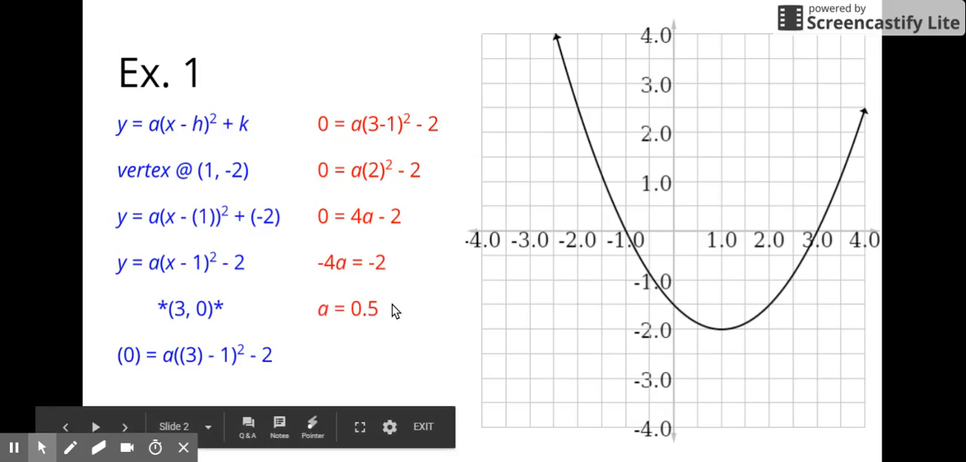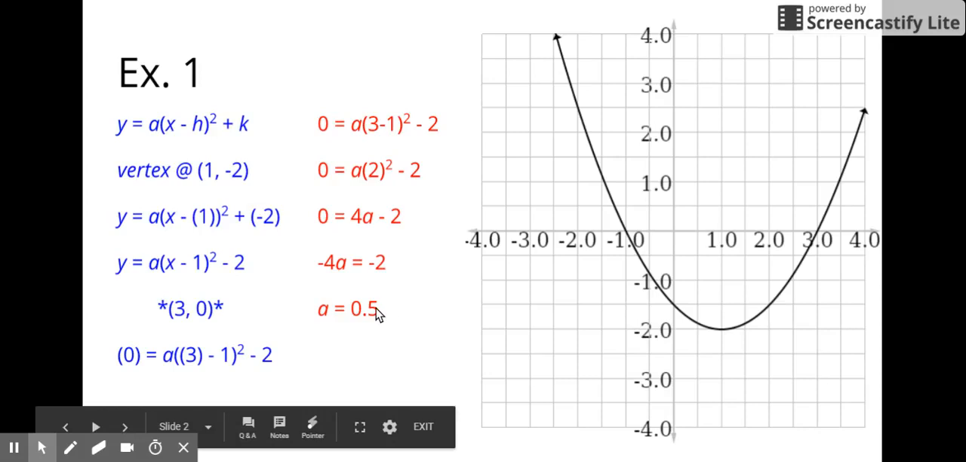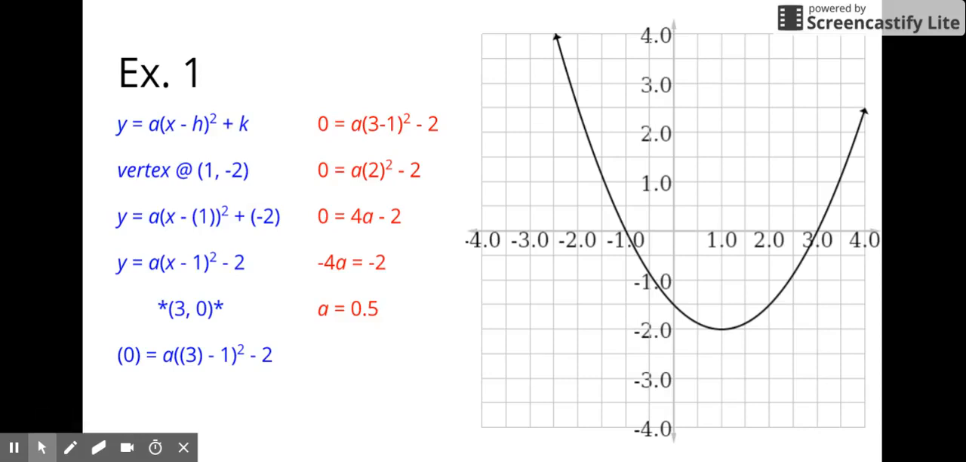Once you get to this point, you want to consider, does that a value make sense? A positive a value means your parabola opens up, ours does, and then the value right here of 0.5 means our parabola is a little bit fatter than our parent function, and it seems to be a little bit fatter, so that's good. So the next step is to just write your equation in vertex form.